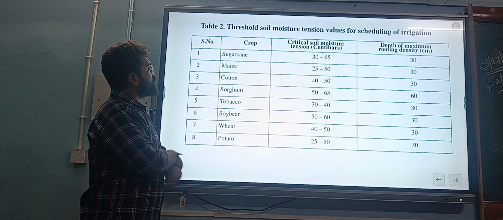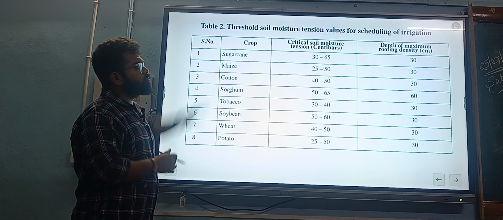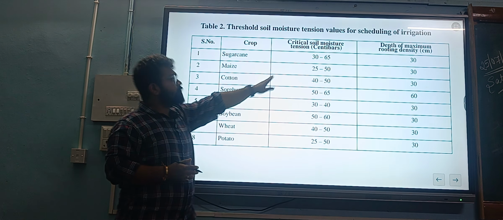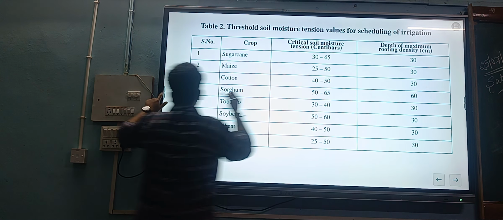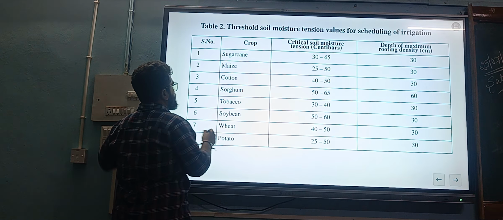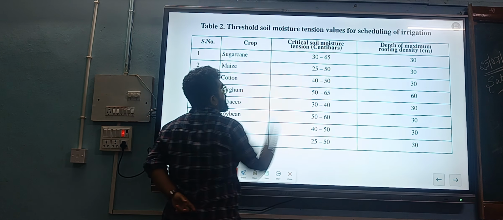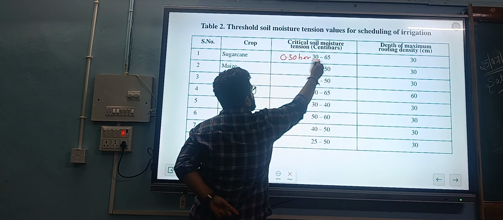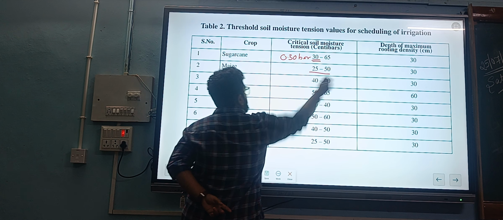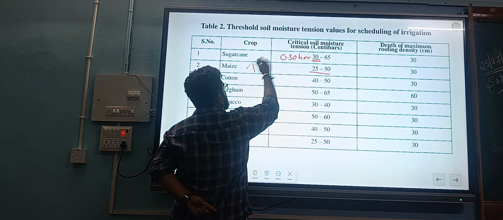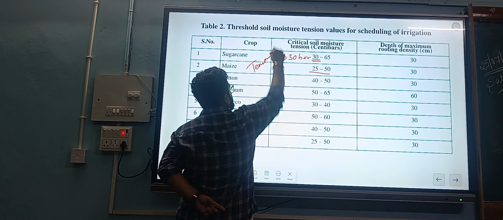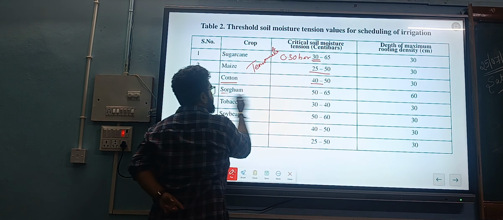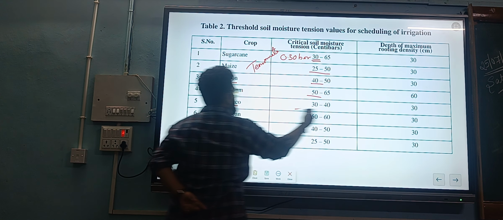The next, these are some threshold values for the scheduling of irrigation. Expressed in centibar, or in bar, it is 0.3 to 0.6 bar. For sugarcane, you have to irrigate at 0.3 bar or 30 centibar. Maize around 25 to 50 centibar. Cotton, these are the tensiometer readings at which you have to irrigate. For cotton it is 40 centibar. Sorghum around 50. Tobacco 30.